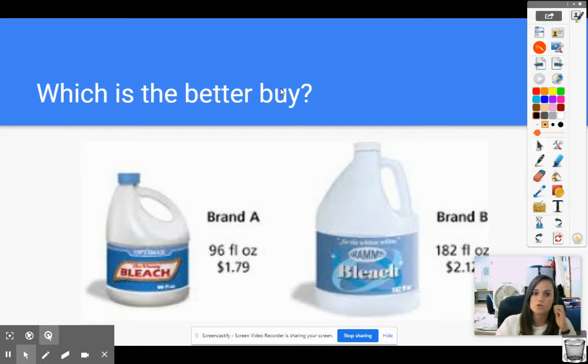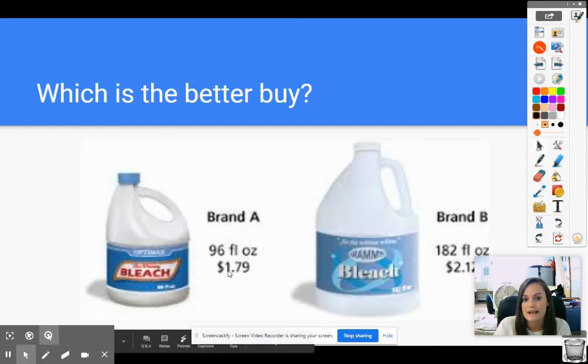When you're at the store, this is a really essential skill. So we've got 2 brands of bleach presented here. Brand A is 96 fluid ounces for $1.79. Brand B is $2.12, but it's 182 ounces. So I want to say, which one am I paying the least per ounce? So remember, money goes on top.